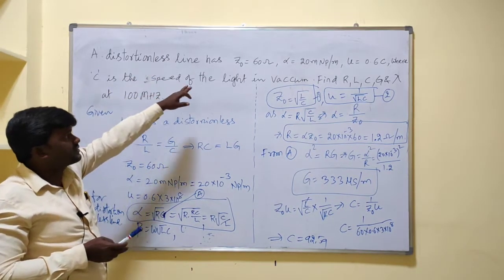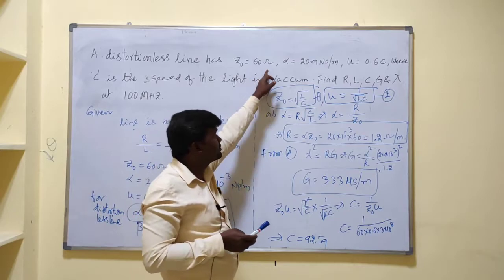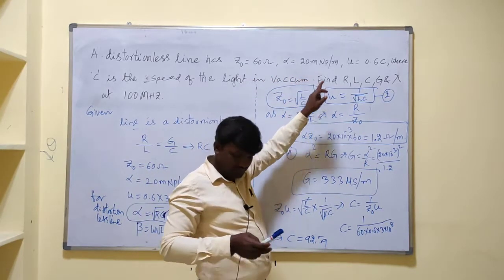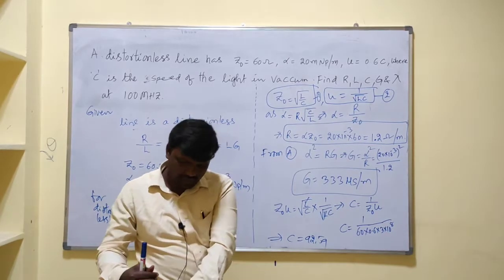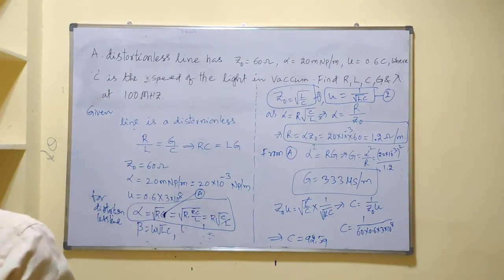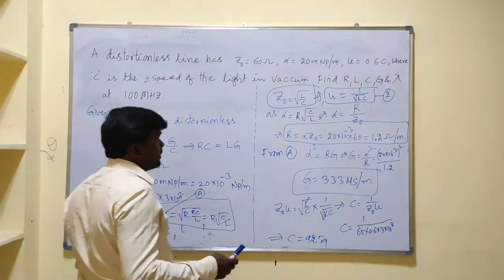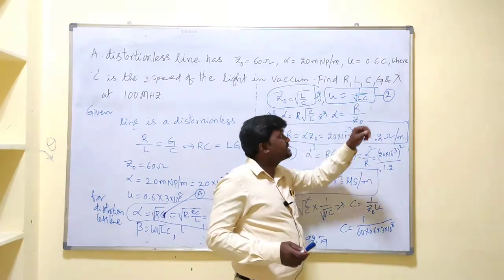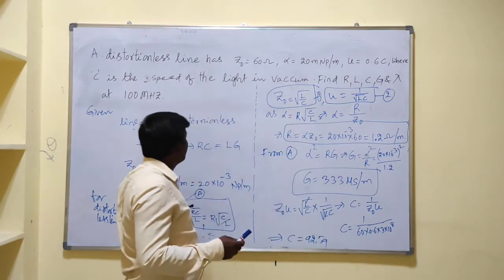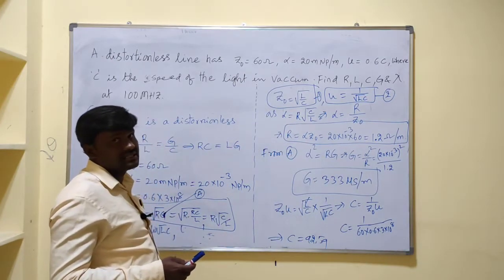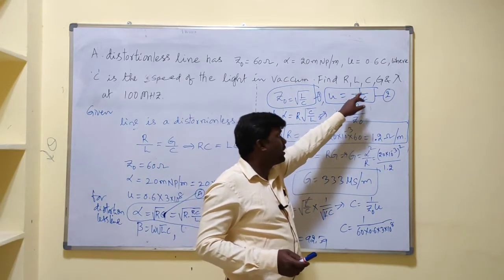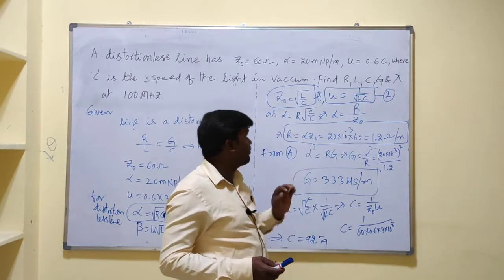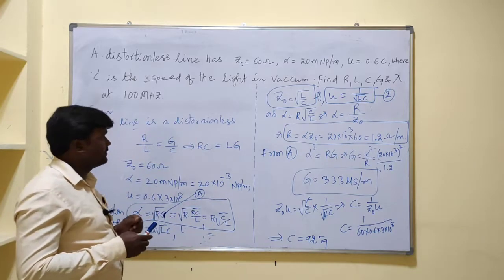A distortionless line has Z naught equal to 60 ohms, alpha is 20 milli Napier per meter, and u equal to 0.6 into c, where c is the speed of light in vacuum. That value is 3 into 10 to the power 8 meters per second. Then find R, L, C, G and lambda at 100 megahertz.